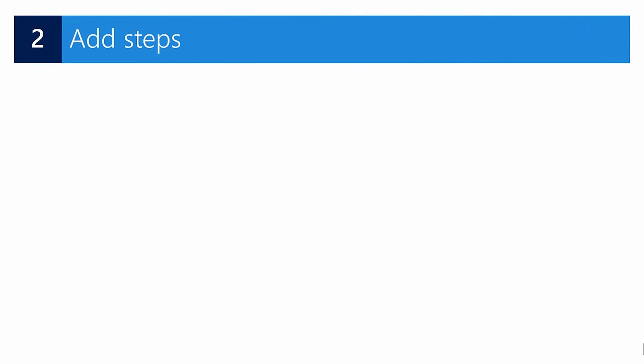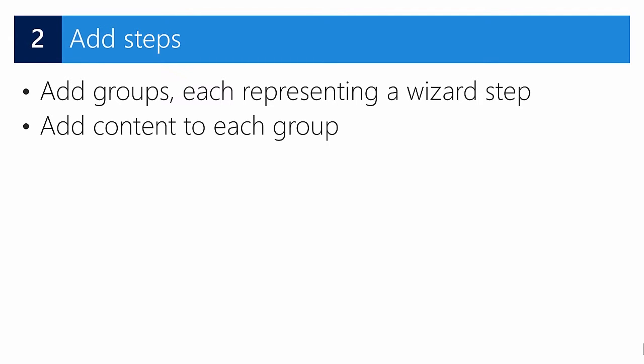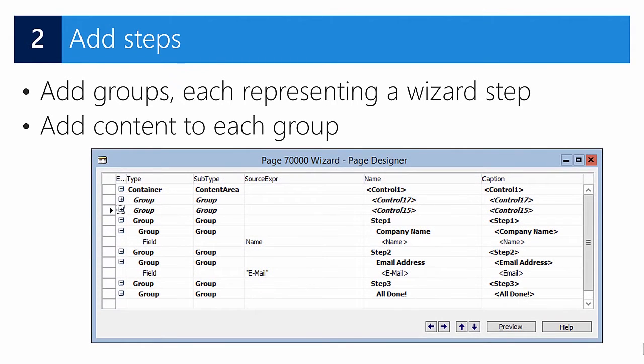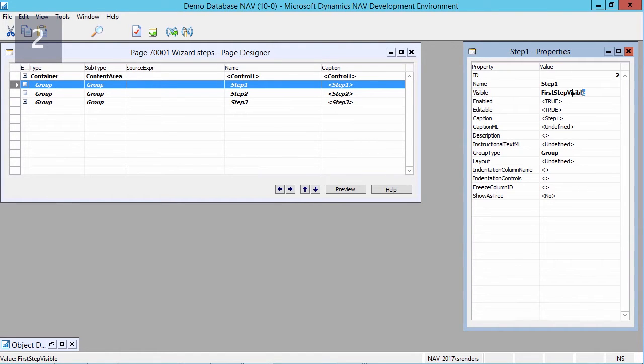Now we need to define the individual steps in the wizard. Each step is represented by a group in the page designer window. We'll then also add some content to these groups. In our page, I will start by adding 3 groups on the same level. The first group is named Step 1, and then Step 2 and Step 3. What you notice is that in the visible property, I will use an expression, a boolean, to determine when each step needs to be visible.